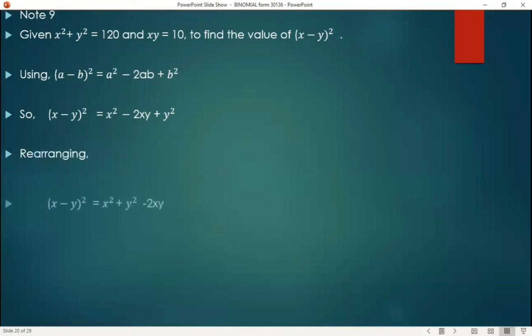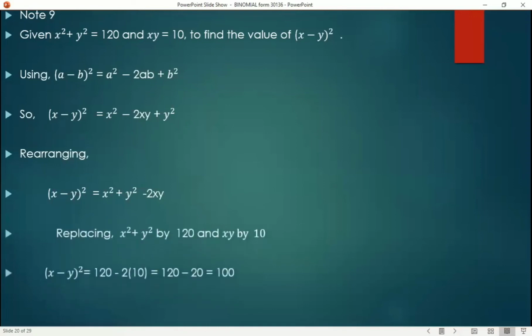Here also we have to rearrange the equation. So (x − y)² can be written as x² + y² − 2xy. So what is x² + y²? 120. What is xy? 10. So x² + y² is replaced by 120, and xy replaced by 10. Final answer is 120 − 20, which is 100.